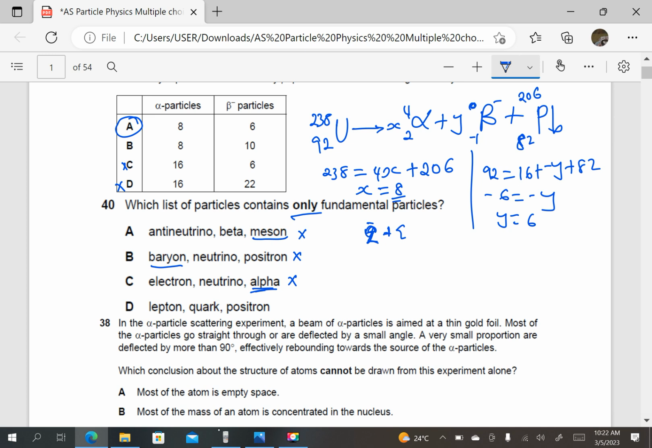Lepton, quark, and positron. So these are the simplest. The quark is not broken down. The leptons, such as the electron, the neutrino, and the antineutrinos, are not broken down any further. Those are leptons. The positron is actually the anti-electron. It is not broken any further, so the answer is going to be D.